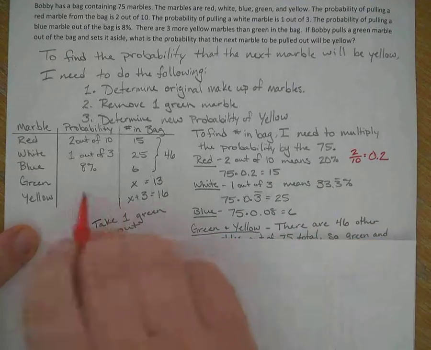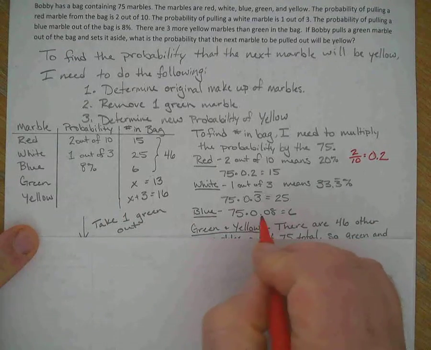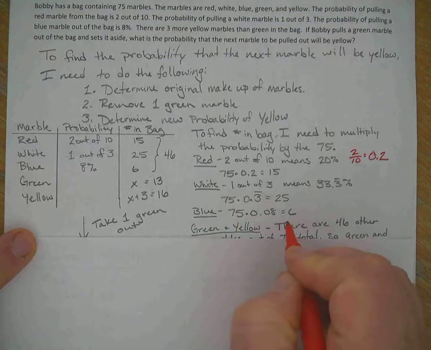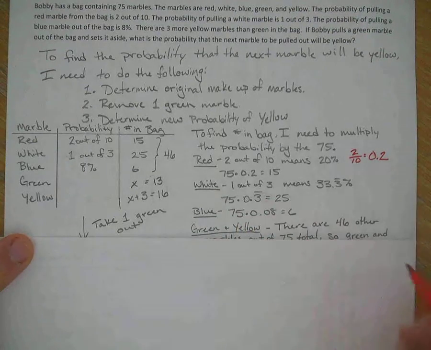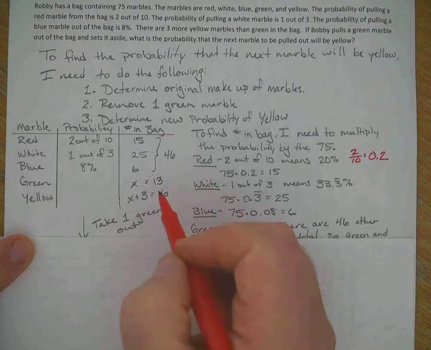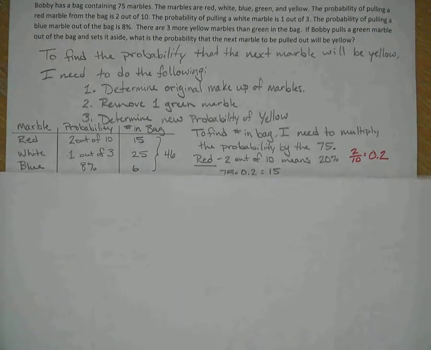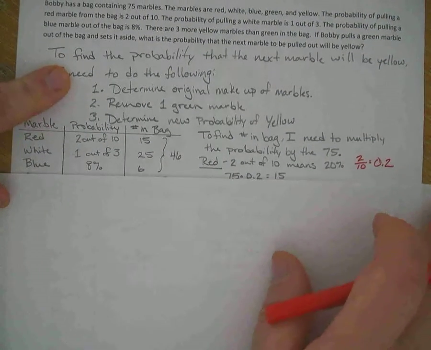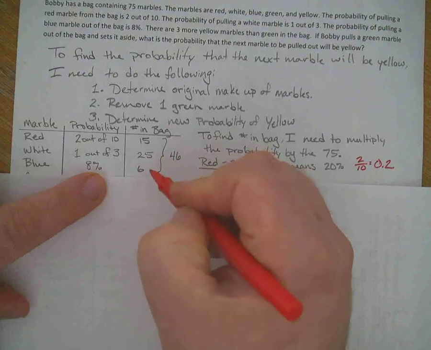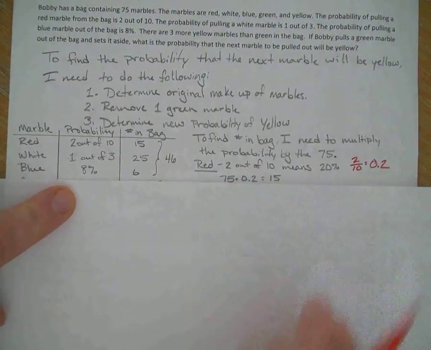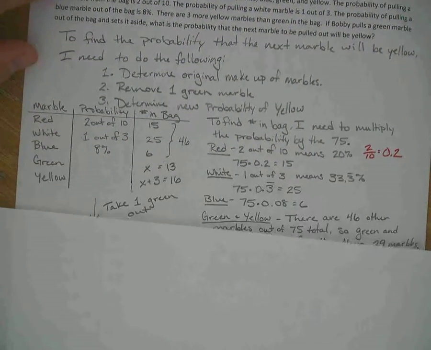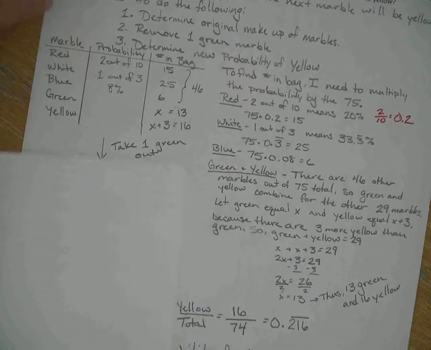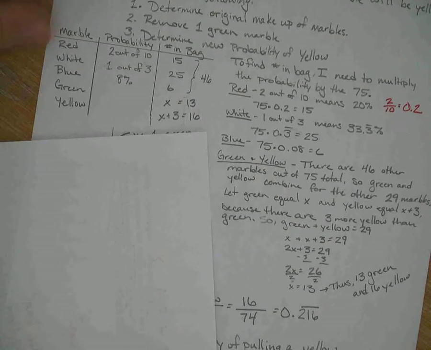The blue makes it pretty easy. It tells us 8%. Remember, 8% is 0.08, and multiply 75 by 0.08, and you get 6. Okay, so at this point, we really just know this piece right here, and I'm looking at the table right now. I know that there's 15, 25, and 6 marbles out of my red, white, and blue. Okay, my green and yellow, and this part takes the rest of this part of the page here.